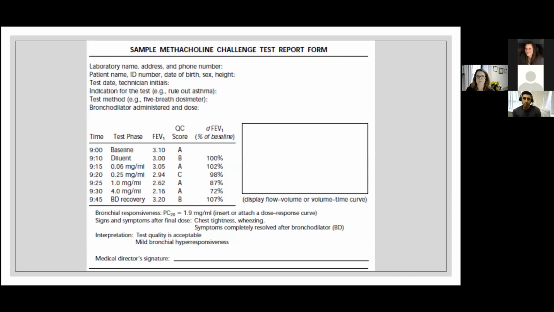This is just a sample methacholine challenge test report form. This is provided by the American Thoracic Society. It's a very simplified form. We use a variation of it here at Robert Packer. But as you can see, it lists the time of first the baseline spirometry and then the timing of each dose, and then the drop in FEV1 with each dose.